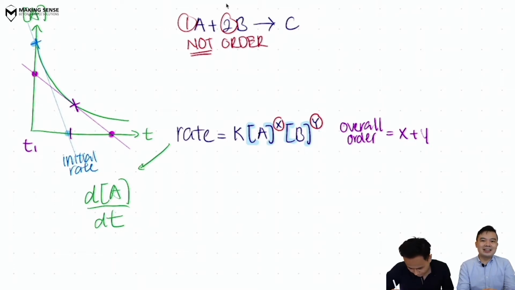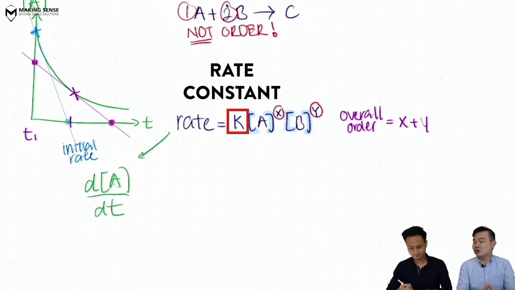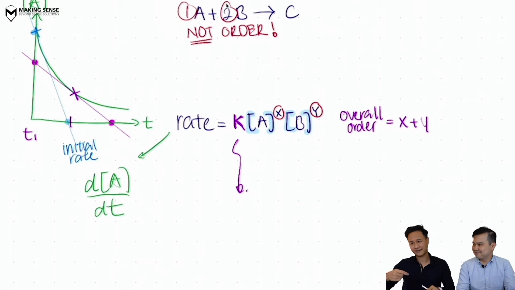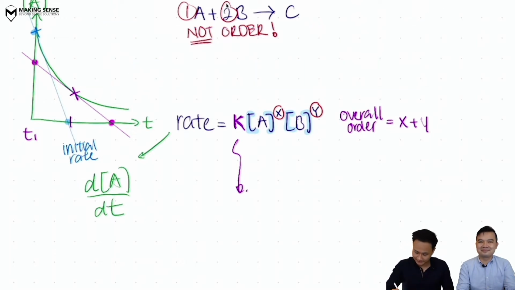Okay? Now, the next part of the rate equation, we have this very special letter k over here. This is known as the rate constant. And this rate constant depends on two major factors. Mr. Tim, what are they? Well, we can recall from Sec 4 what affects your rate: it was temperature, it was catalyst. So your k is actually affected by temperature as well.